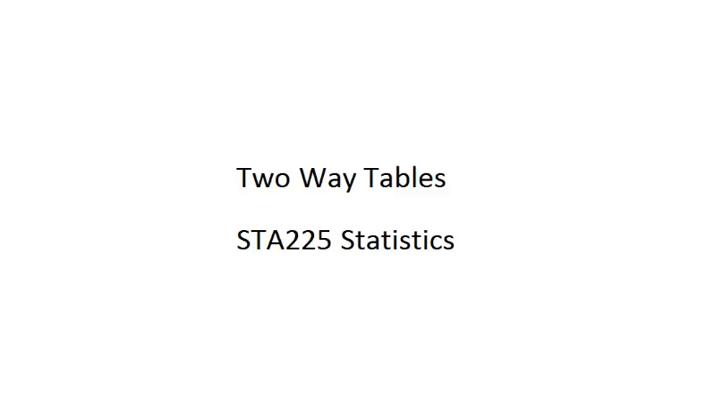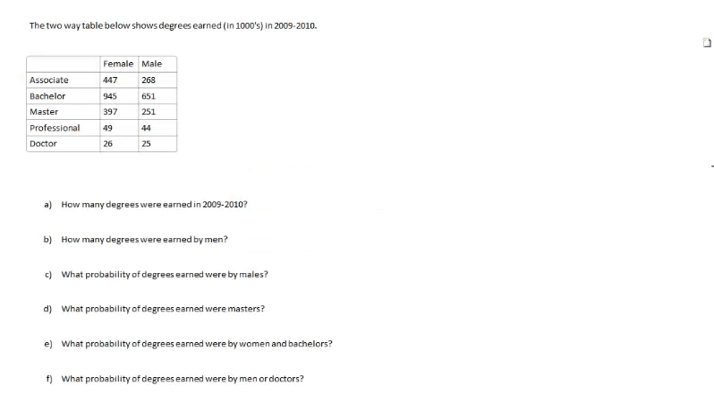In this video, we're going to take a look at two-way tables. In my example, the two-way table below shows degrees earned in thousands in 2009 and 2010. Down the side I have the different types of degrees: associate degree, bachelor's degree, master's degree, professional degree, and doctorate degree. Across the top, it's broken up into female and male. So this two-way table shows all the degrees earned and how many by male and female.